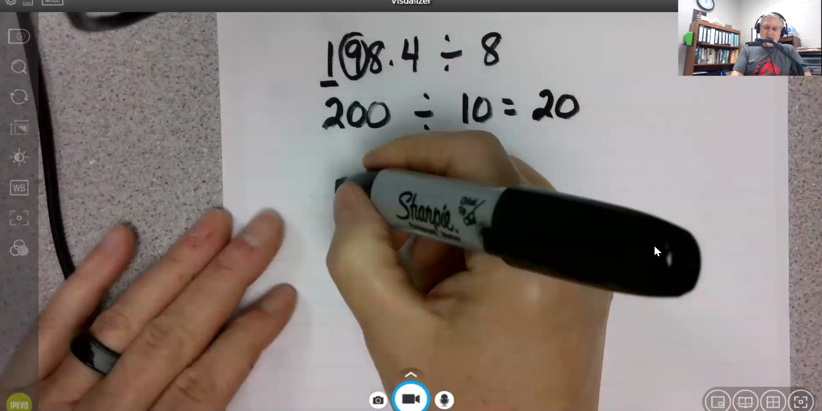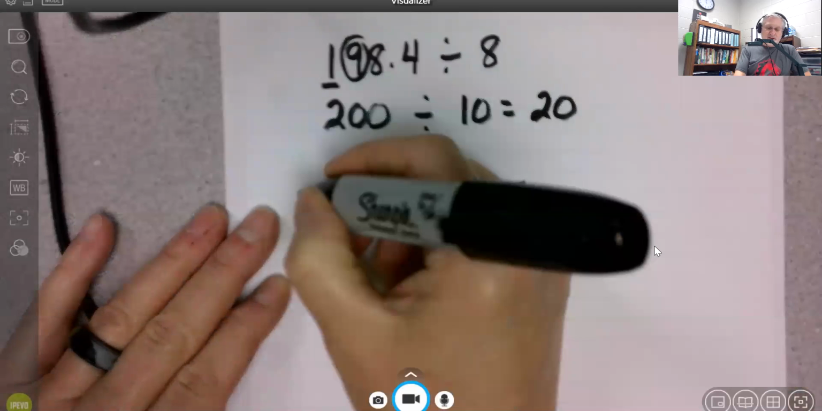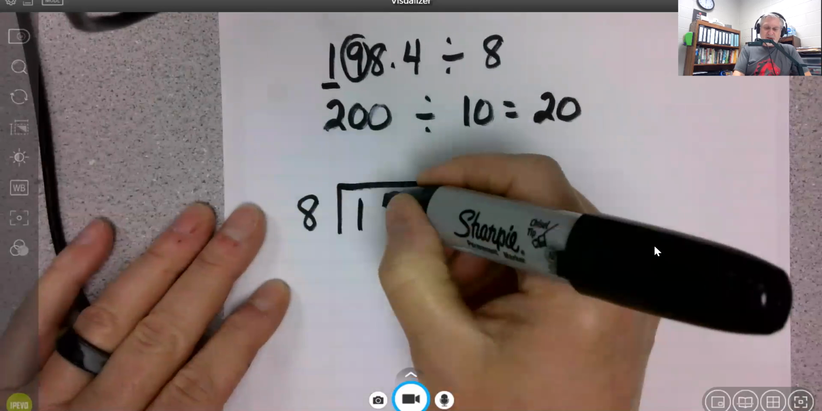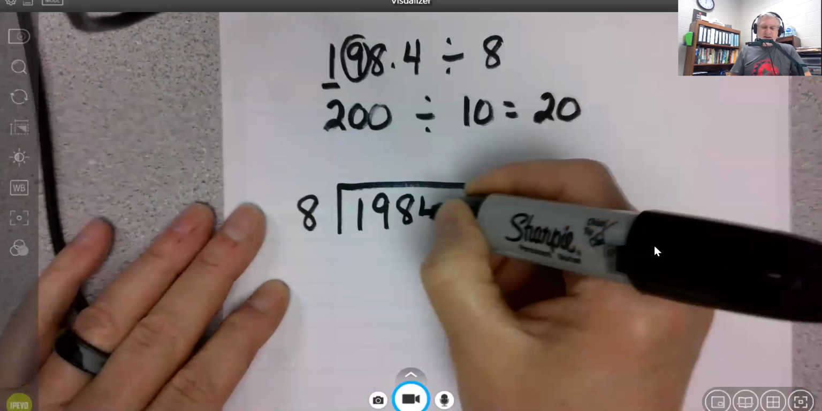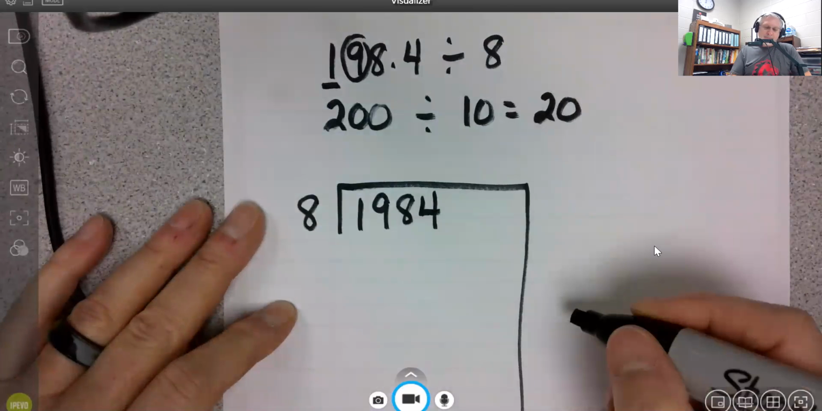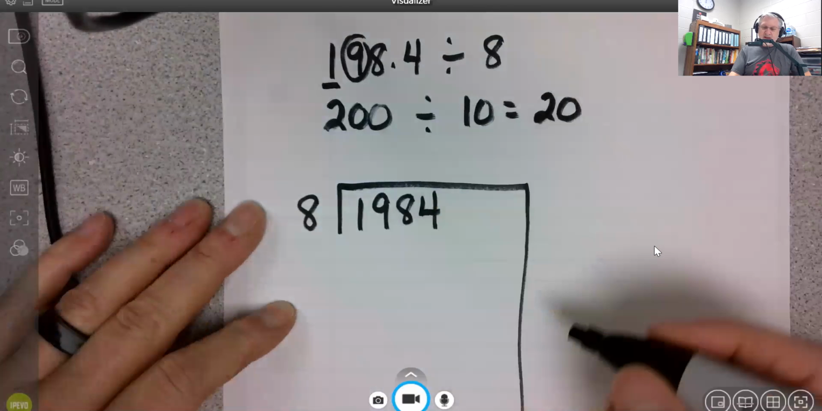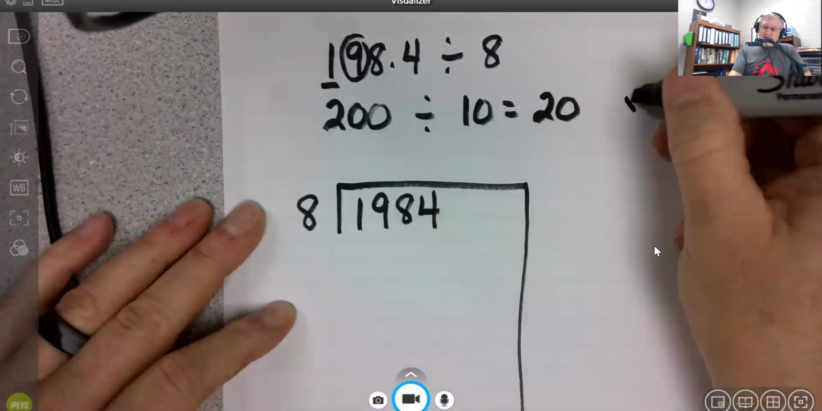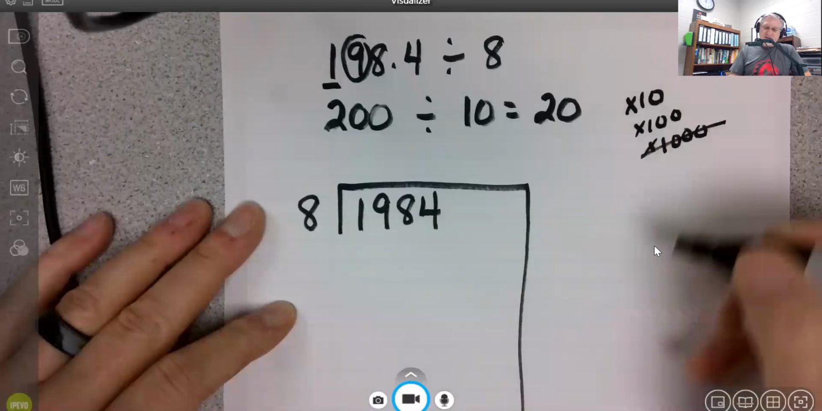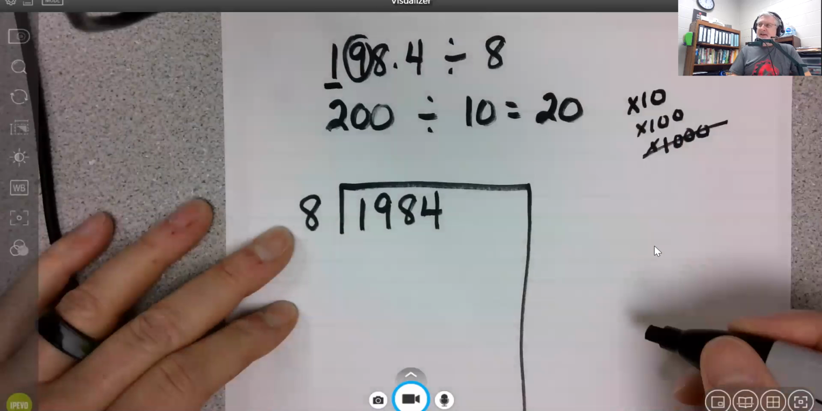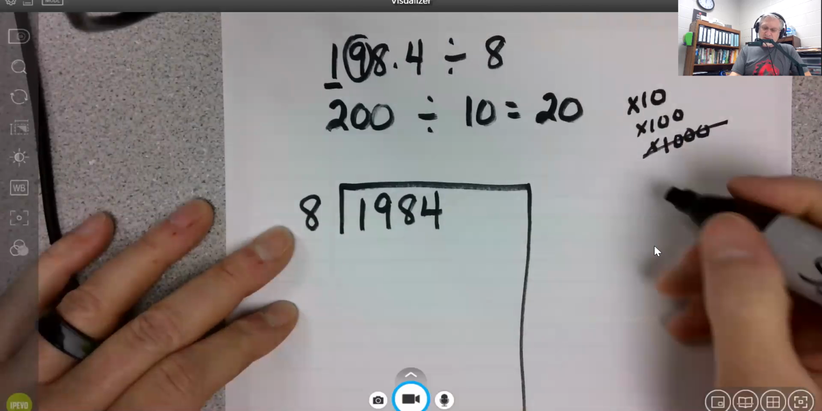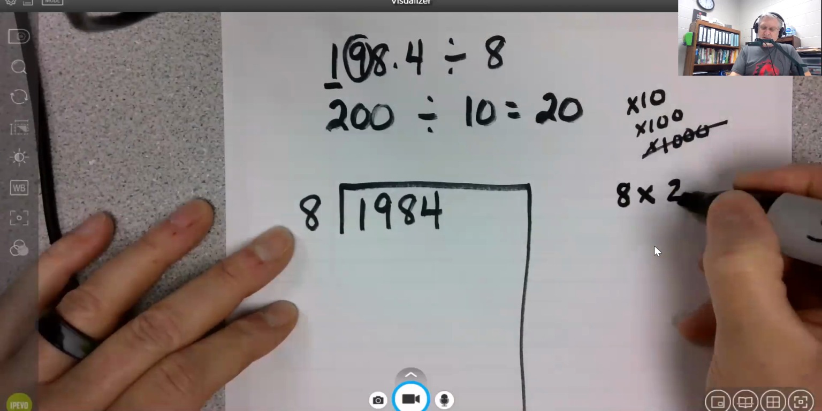And I rewrite it by using my division symbol. 8 is my divisor. 1,984, okay? Because I got rid of my decimal. And I want to multiply by tens, by hundreds, and actually by thousands. Well, thousands again is too big, but 100. Well, 8 times 100 is 800. Can I get a little closer? Sure. Let's multiply 8 times 200.